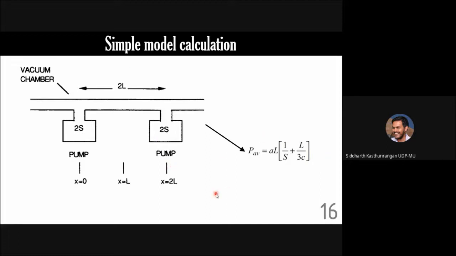Okay, so the purpose of this diagram and this formula is just to illustrate that one can obtain the pumping speed required for maintaining a particular pressure once you are given certain parameters, such as the conductance and the distance between the neighboring pumps. Okay, I think this is okay then.